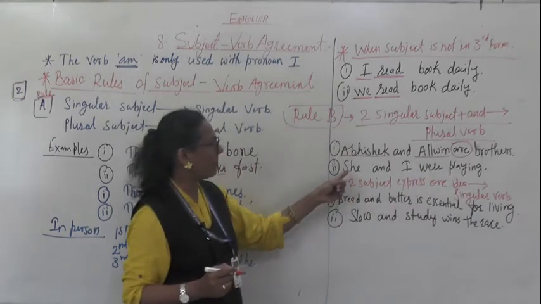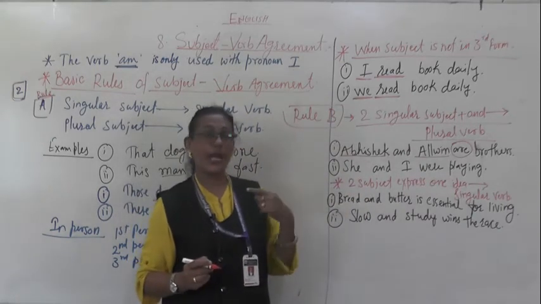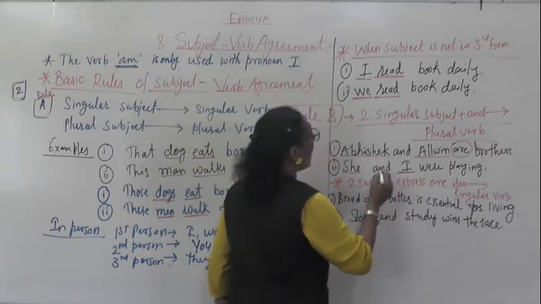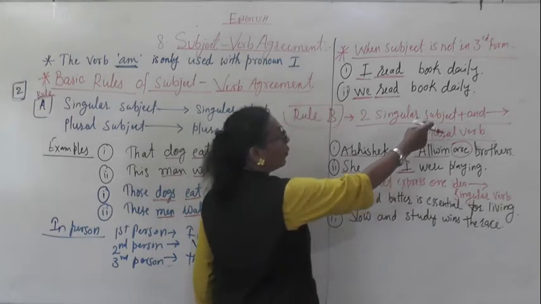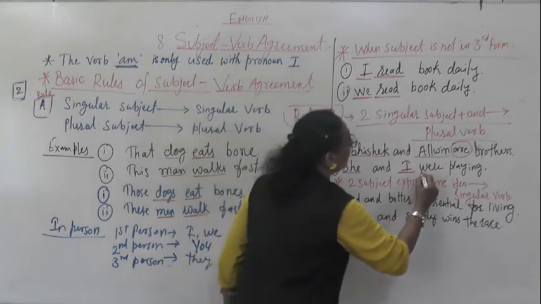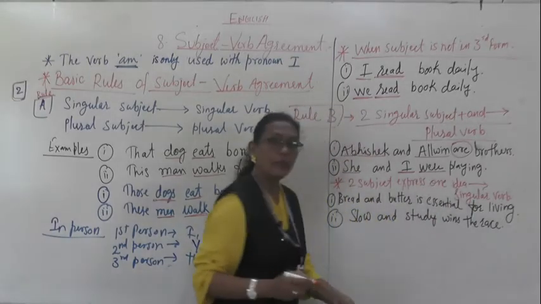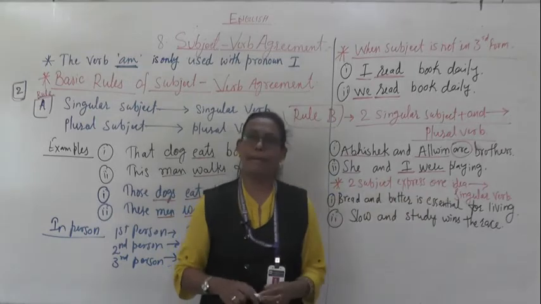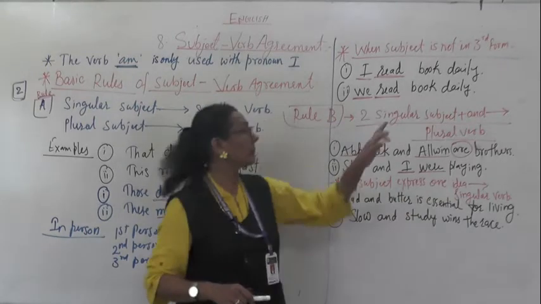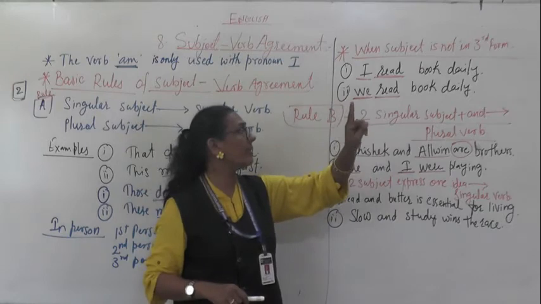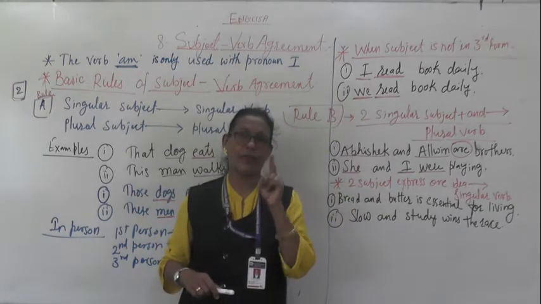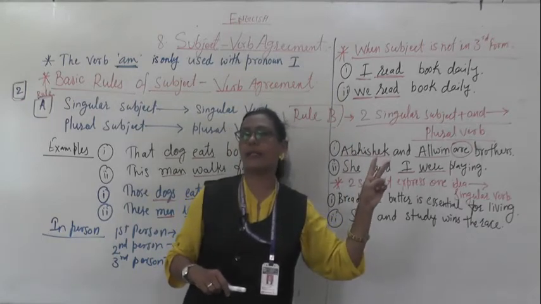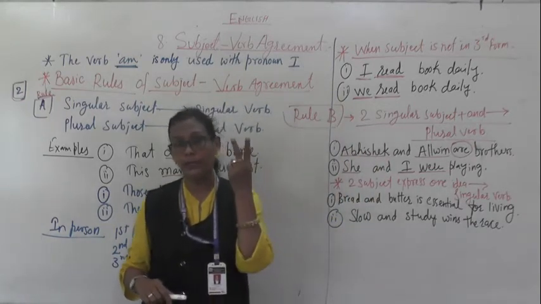Now see a second example. She and I. She is one person, I is another, and adding with and, there is the rule, and which verb agrees? A plural verb agrees. That is, she and I were playing. Means two singular subjects plus and. When we see that, we can come to know that two personalities are there, so we are adding a plural verb.